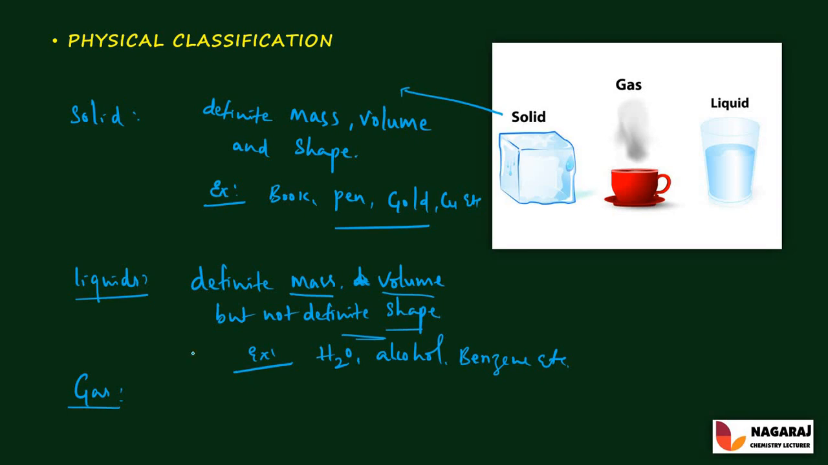That is, the matter which possesses definite mass, but not definite volume and shape.